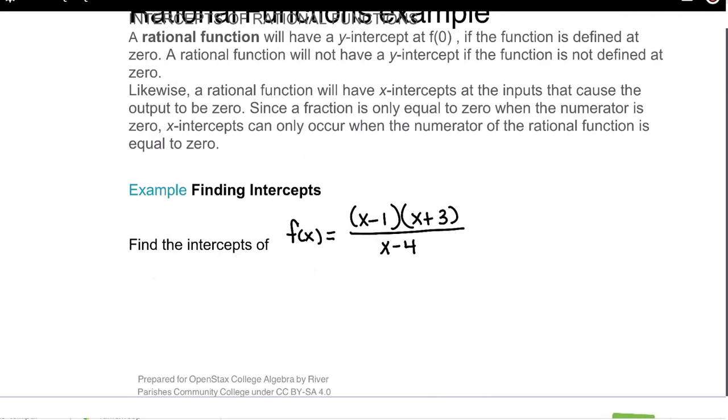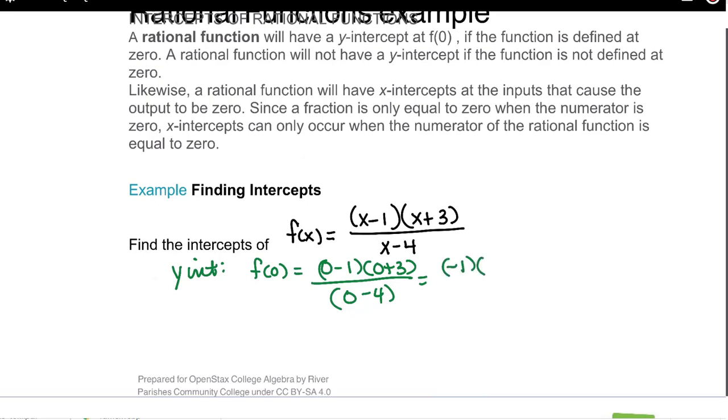So let's do that. To find the y-intercept, we substitute 0 in for x. And we get 0 minus 1, which is negative 1. 0 plus 3 is 3. 0 minus 4 is negative 4. We end up with positive 3/4 or 0.75. So the y-intercept is (0, 3/4).